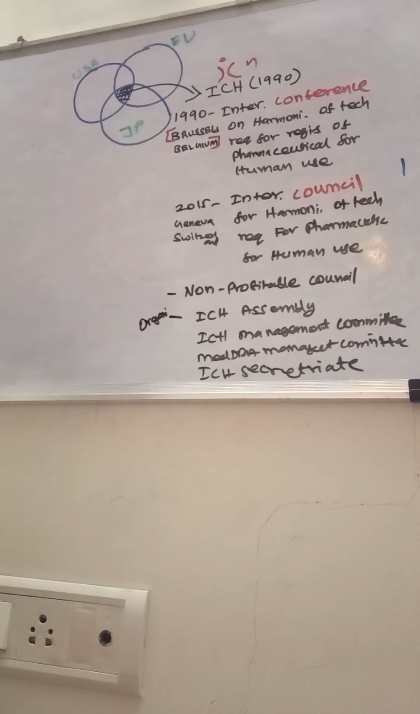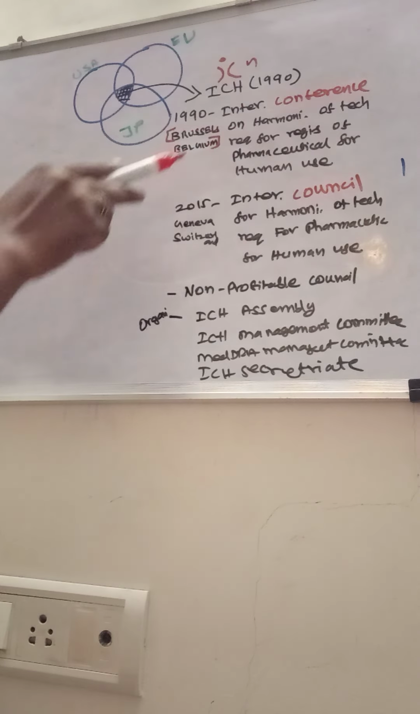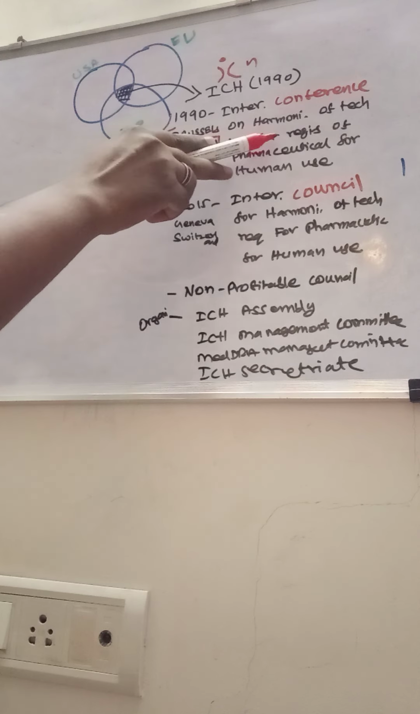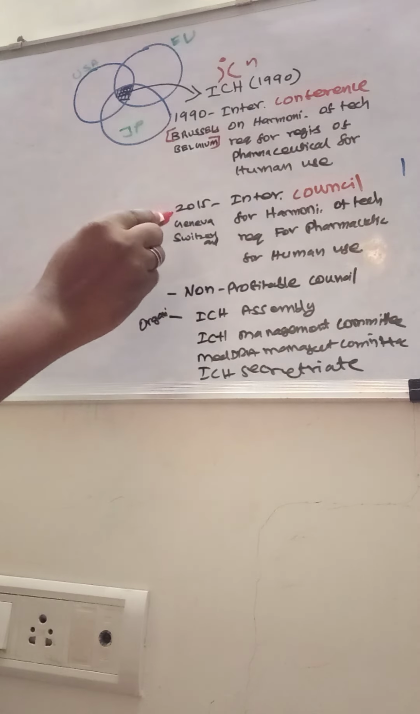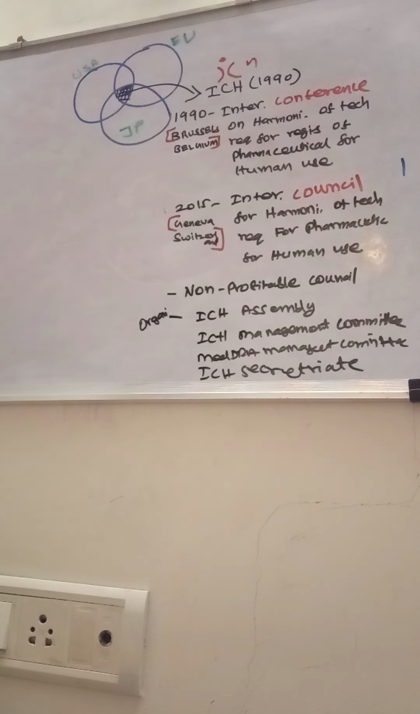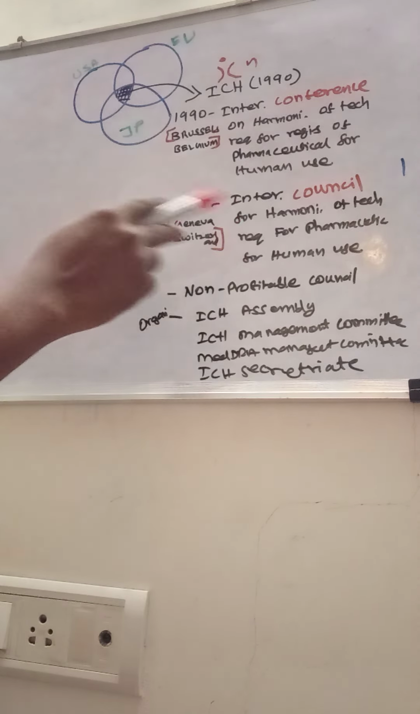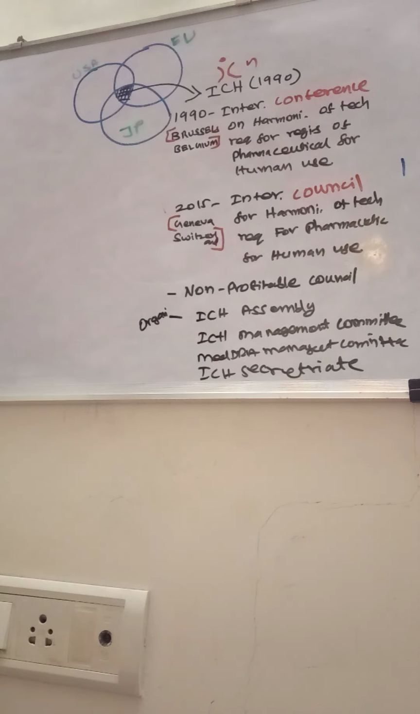Some background about ICH again. In 1990, when they assembled this harmonization body, at the time it was called the International Conference on Harmonization of Technical Requirements for Registration of Pharmaceuticals for Human Use. Then in 2015, the secretariat changed to Geneva, Switzerland, and it became a council: the International Council for Harmonization of Technical Requirements for Pharmaceuticals for Human Use.